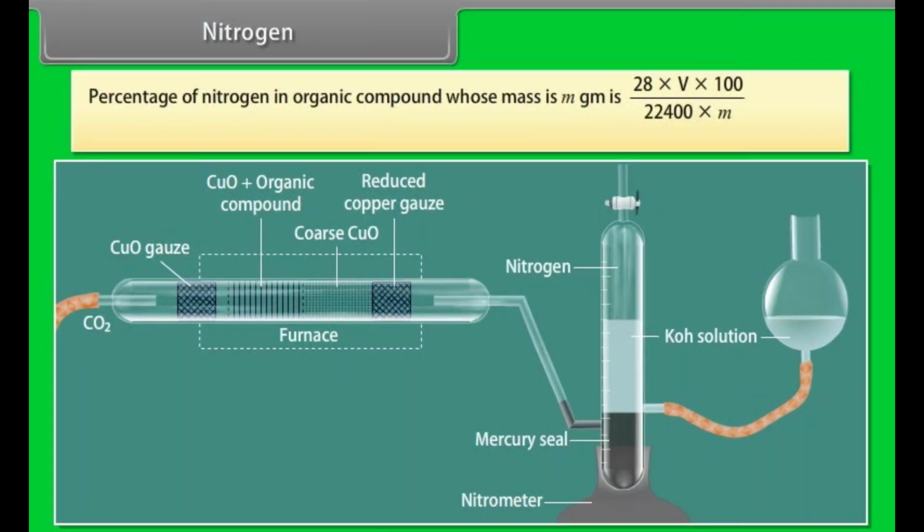Percentage of nitrogen in organic compound whose mass is m gm is 28 into V into 100 divided by 22,400 into m, where V is the volume of nitrogen at STP.